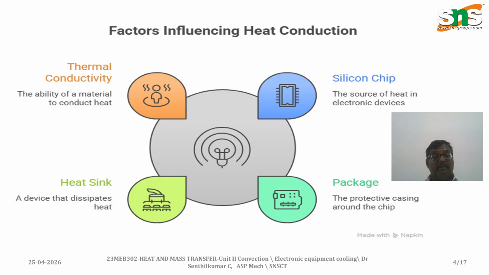The coming topic is factors influencing heat conduction. Thermal conductivity is the ability of a material to conduct heat. If it is happening faster, the cooling rate will also be faster. Silicon chip: the source of heat in an electronic device is the silicon chip. The additional or trapped heat has to be exhaled by a mechanism. If not, the system gets hanged, as we met in the previous decade. It is eradicated using the electronic equipment cooling devices that we are going to see.